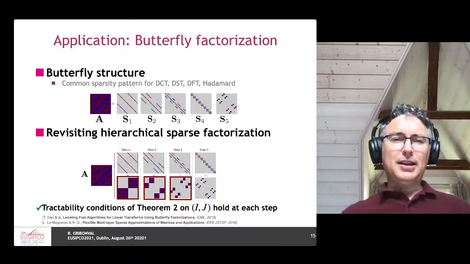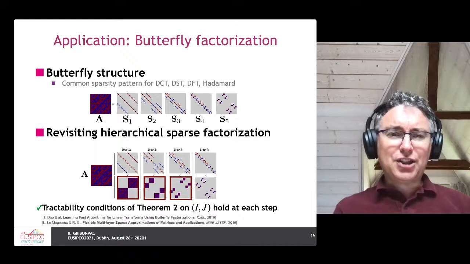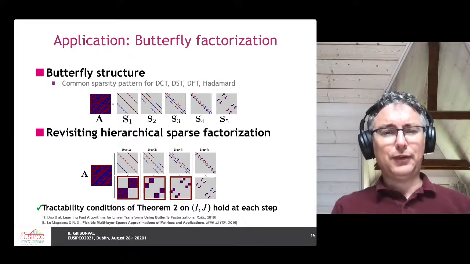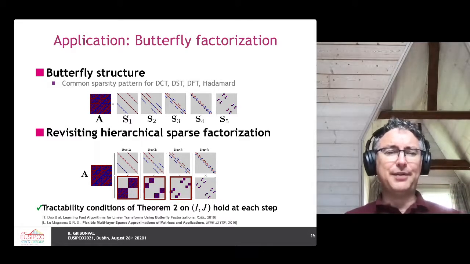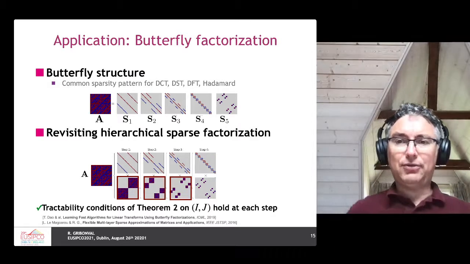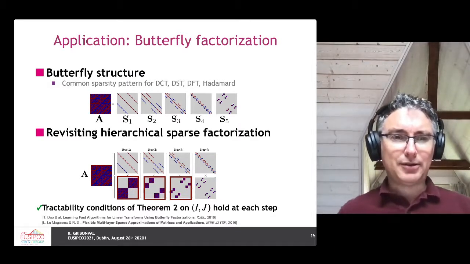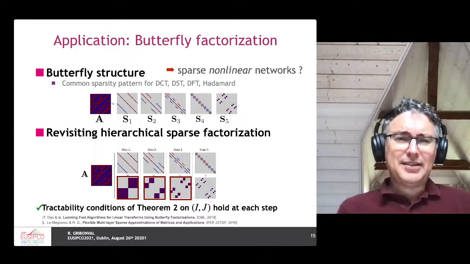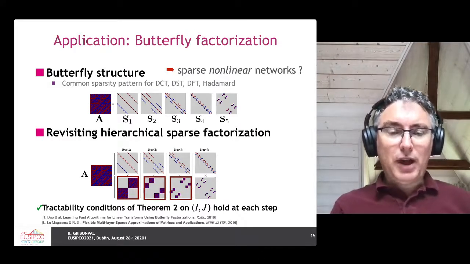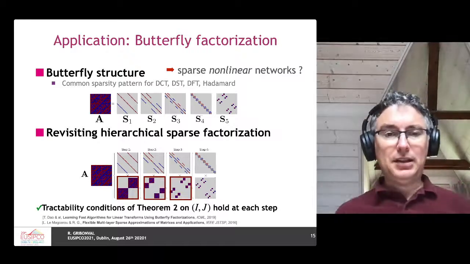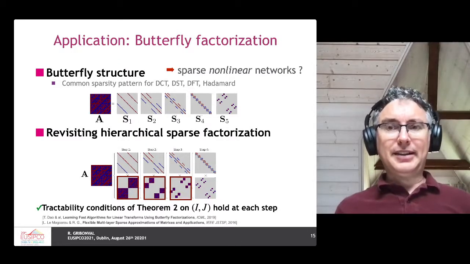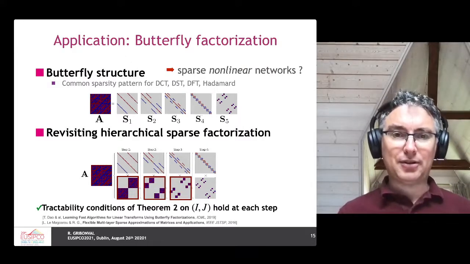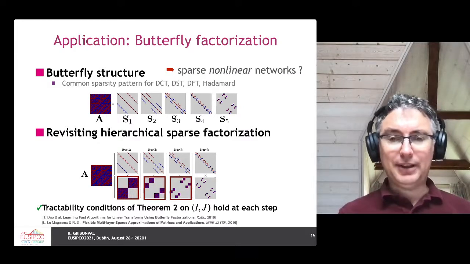And it turns out that for the butterfly structure, you can show that each time you perform a factorization, there's a fixed known support for the left factor, a fixed known support for the right factor, and these pairs of supports satisfy the tractability conditions, so the algorithms that we designed can be applied and provably work. Okay, so that's a way of leveraging sparsity in a multi-layer setting, with performance guarantees, provided that we have supports with the appropriate tractability conditions.